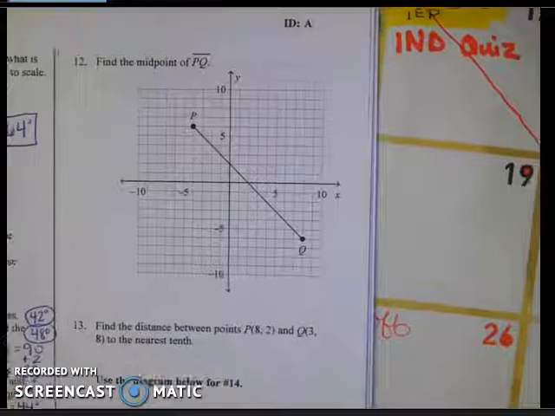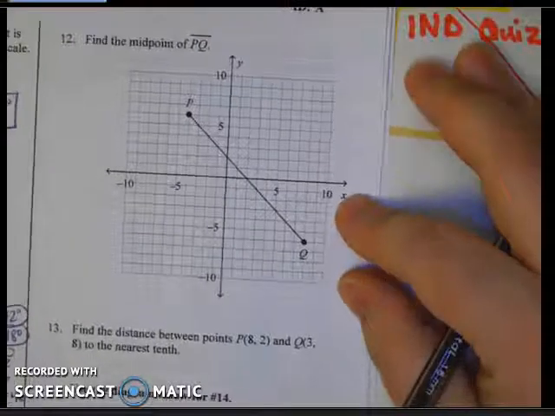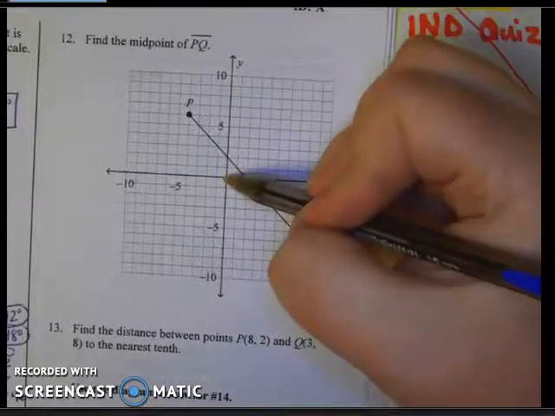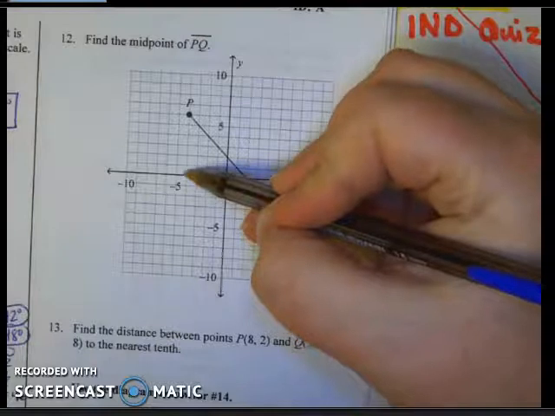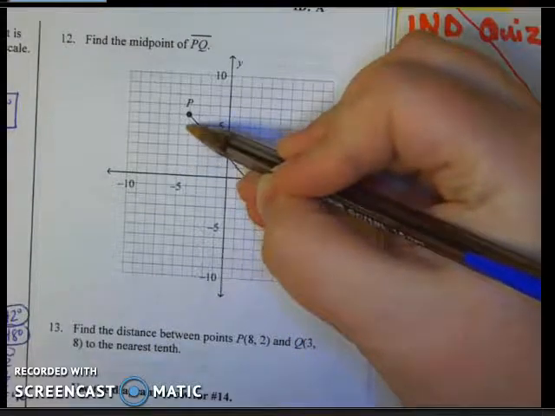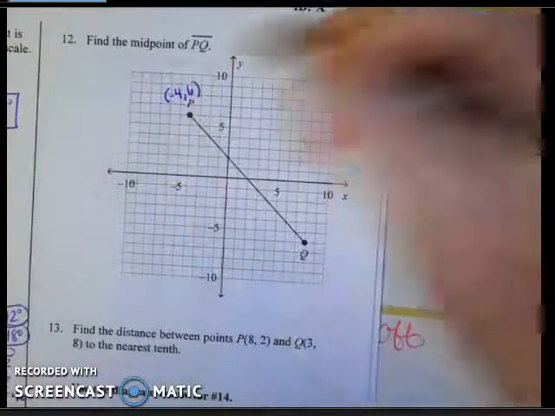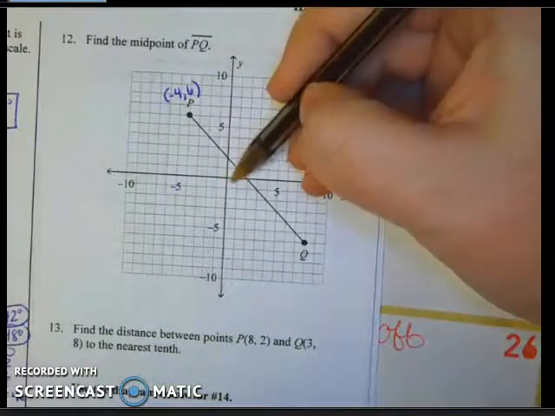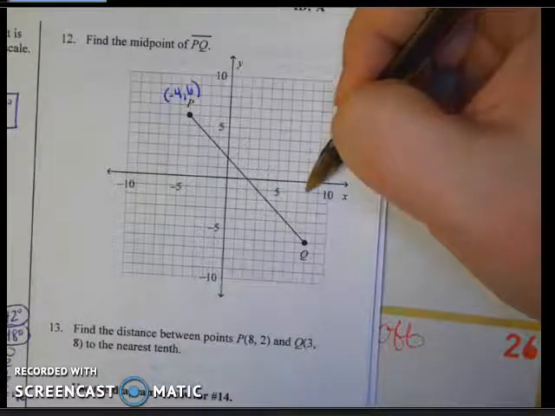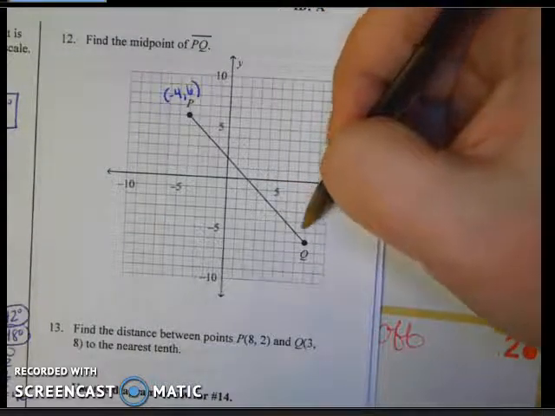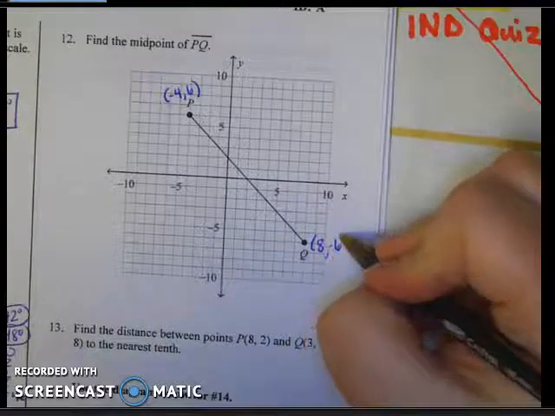Zoom in a little bit. Find the midpoint of PQ. First we need to make sure we understand the coordinates. So negative 1, 2, 3, 4, 1, 2, 3, 4, 5, 6. So this is negative 4, positive 6. And this is 5, 6, 7, 8, negative 1, 2, 3, 4, 5, 6. So positive 8, negative 6.